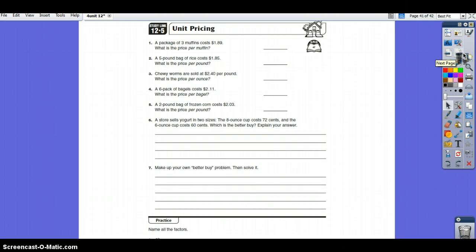And the final thing you're going to do for 12.5 is the unit pricing study link. It says a package of 3 muffins cost $1.89. What's the price per muffin? Again, per muffin means we're going to divide $1.89 by 3. If a 5-pound bag of rice costs $1.85, what is the price per pound? Again, $1.85 is for 5 pounds. To figure out per pound, we're dividing $1.85 by 5. Finish this page and then turn it in so I can check it.